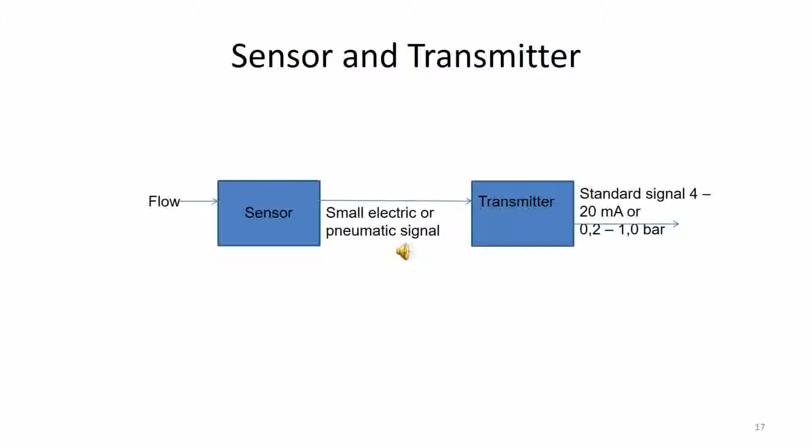In this picture, we see a representation of flow measurement. Flow sensor transforms a flow into a small electric or pneumatic signal. Transmitter transforms this small signal into standard 4 to 20 milliamperes electric or 0.2 to 1 bar pneumatic signal.